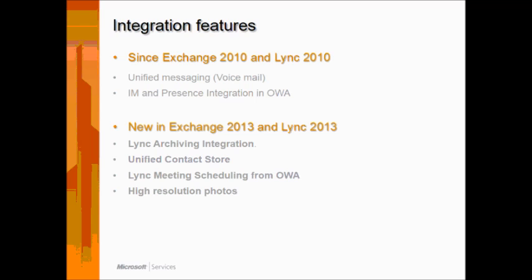These two features are still available in Lync 2013 and Exchange 2013, plus some new features which were not available in the previous versions, and you also need to have the Lync 2013 client in order to use these features. The first one is Lync archiving integration. The second one is the unified contact store, Lync meeting scheduling from OWA, and high resolution photos.